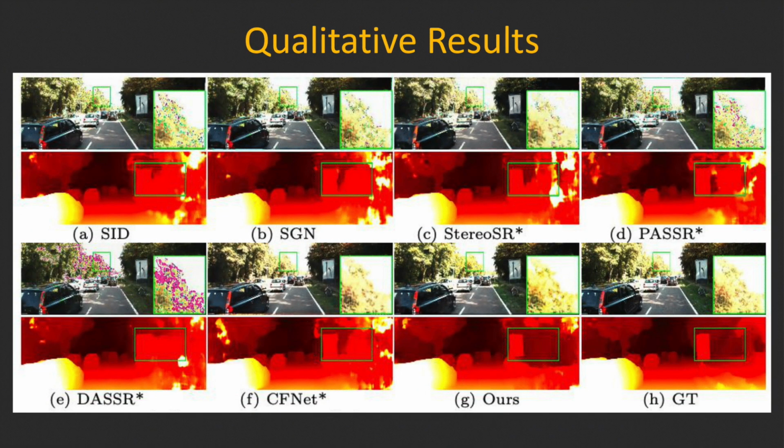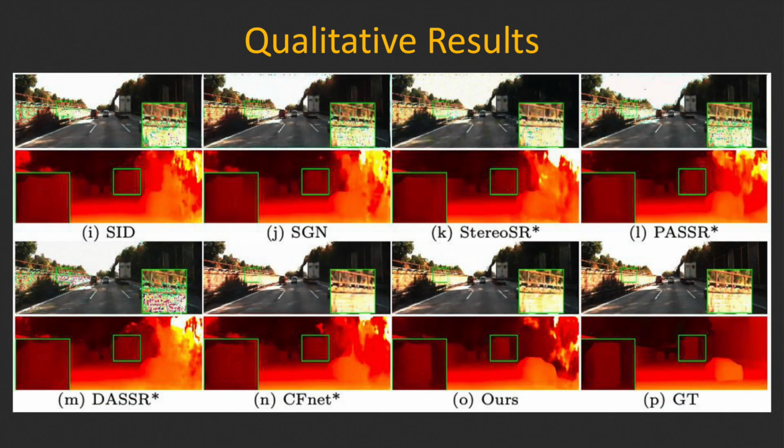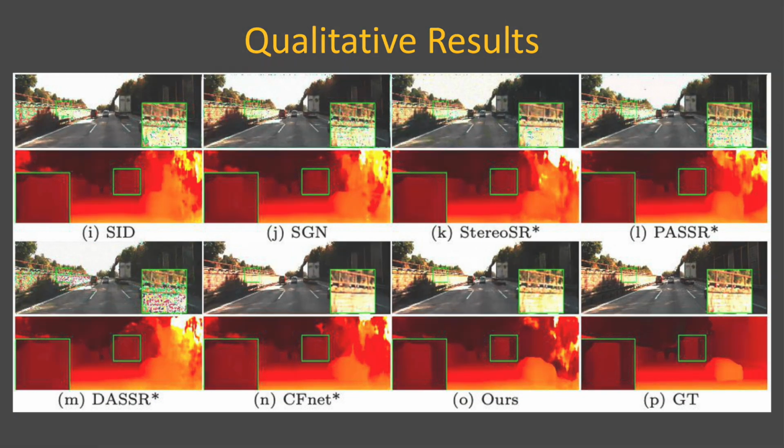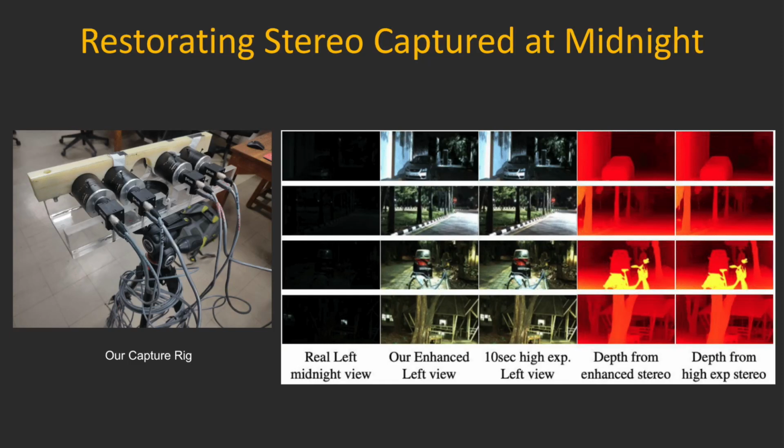Qualitatively, we find that our restorations are better than existing methods both visually and geometrically. With that said, even our method struggles when situations are pretty dark. We even collected some real midnight images to test our network with machine vision cameras mounted on a stereo rig as shown on the screen. The screen further shows a few example scenes. We find that even for real dark scenes, our strategy works well for both visual restoration and downstream depth estimation.